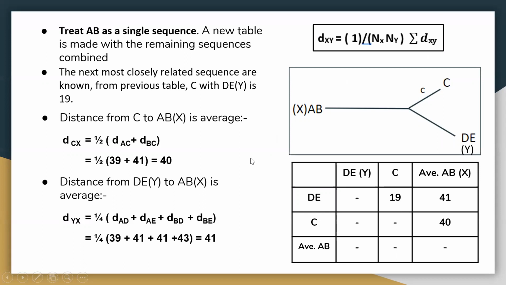So now to calculate the distance of C to X, we find the average of the distance between A to C and B to C. In this case, the average would be 40. The same method is applied to calculate the distance of DE to AB, getting the average of AD, AE, BD, and BE, resulting in the value of the distance of DE to AB as 41.